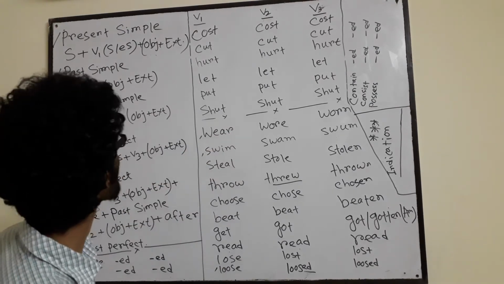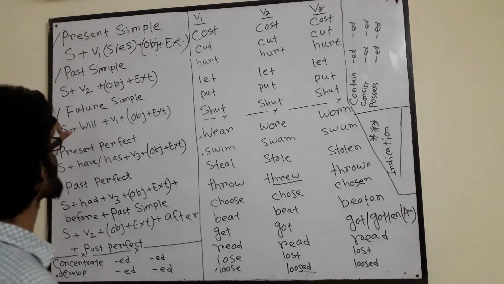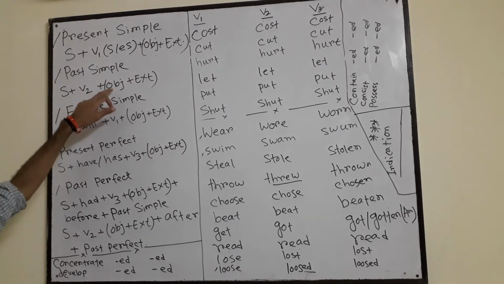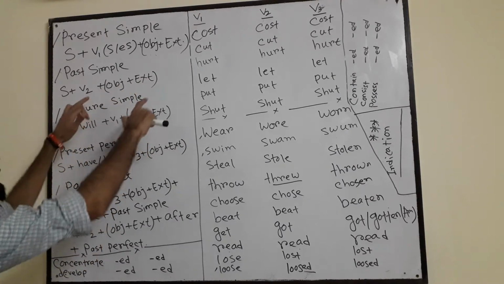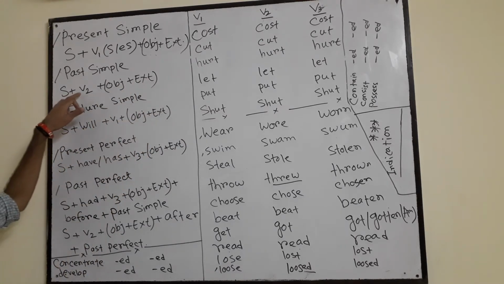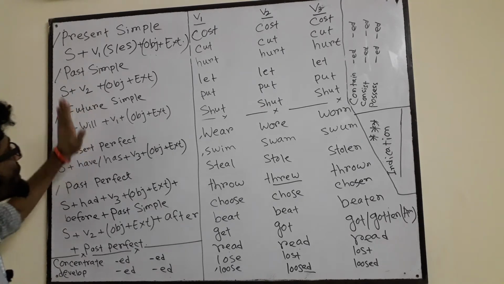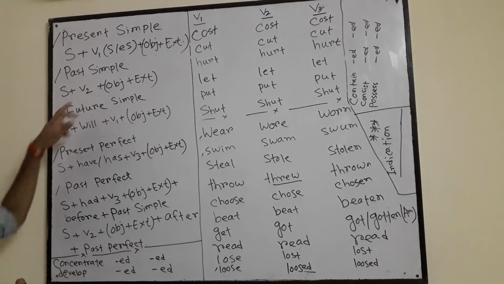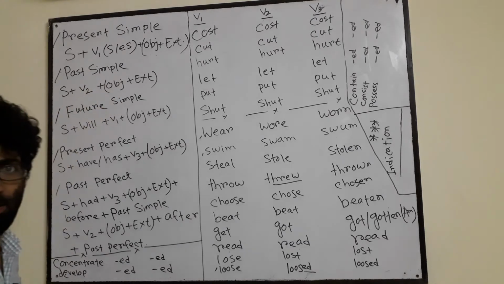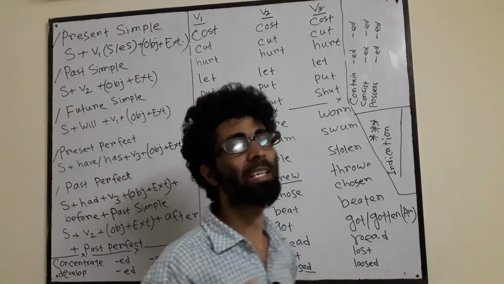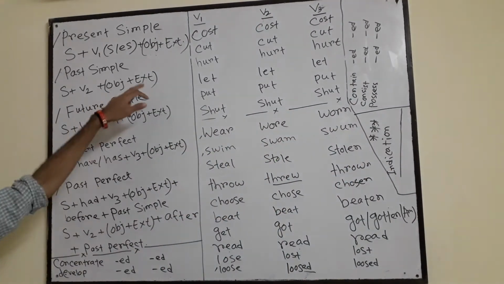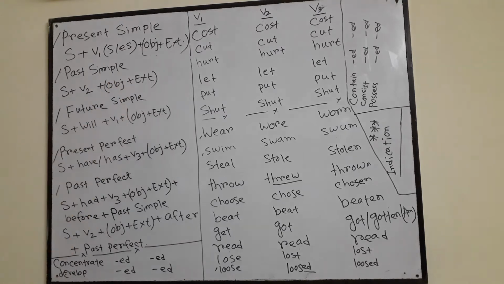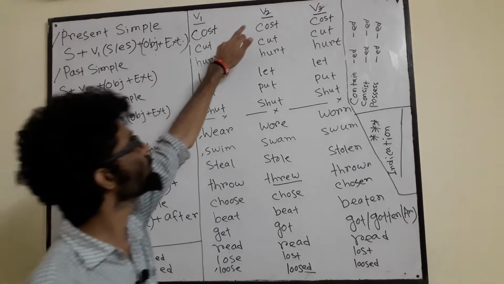Okay, see. Next one, past simple. See the structure: subject plus V2 plus object plus extension. Sometimes we can skip object or extension. That's why I wrote it down in brackets. If the verb is intransitive, we can skip the object. If the verb is transitive, we have to take an object. And we can take extension according to our situation. We can skip them or we can take them. So subject plus V2. V2 forms we have already learned.